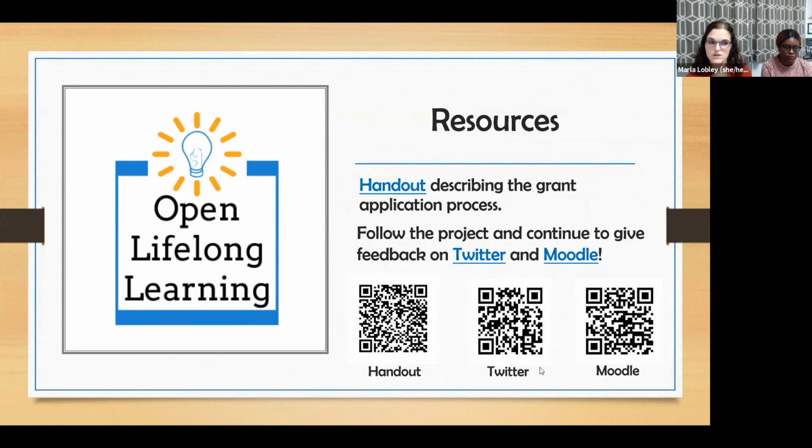We also have QR codes for our Twitter, our project Twitter site. There will be occasions when we need feedback from experts in the field and practitioners. So we will post those opportunities on Twitter and also on our Moodle site. The Moodle site is, you can visit it without an account. You can also make an account and then participate on the site. So we will leave any feedback opportunities and also post updates on those two sites.